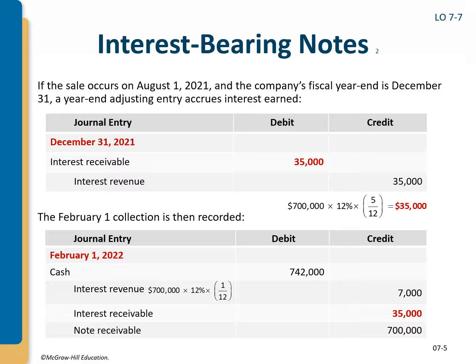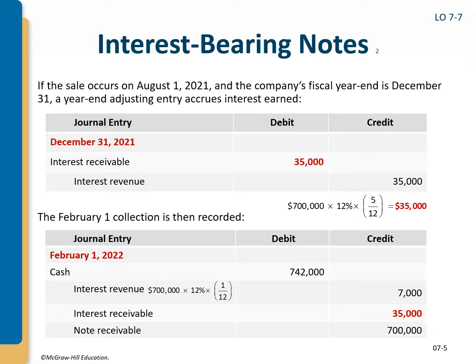Now, February 1st, when they receive the full $742,000, because this is a 6-month note and they will receive 6 months of interest on February 1st, along with the $700,000. Well, the company Stridewell will credit note receivable for the face, the $700,000. They'll credit interest receivable for the portion of the interest that's already been recognized as revenue last year and is sitting in a receivable. Now it's being paid to us. And the remaining 1 month of interest that occurred in 2022 can now be recorded as interest revenue.